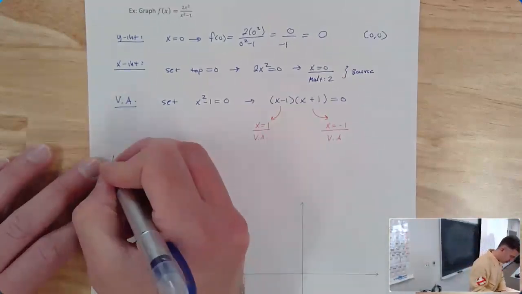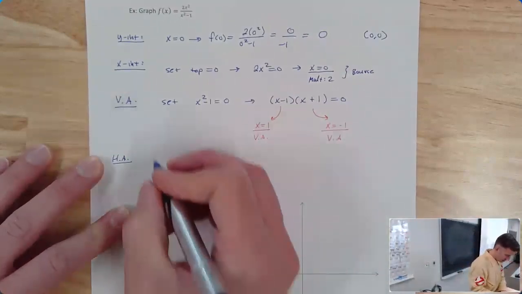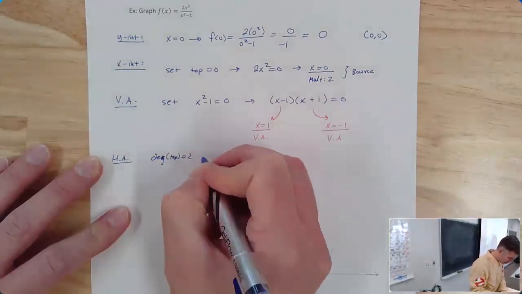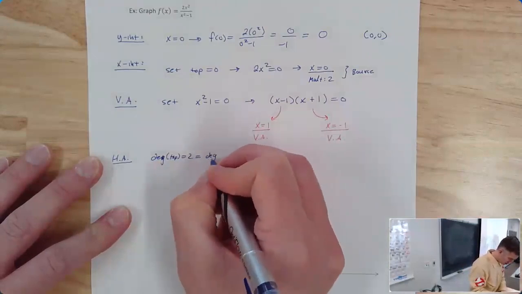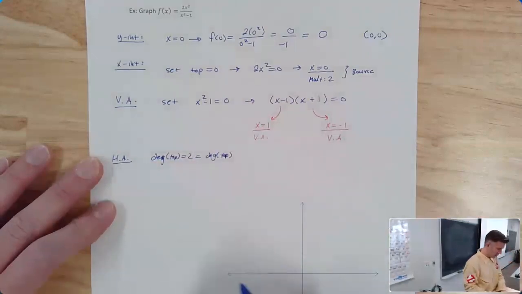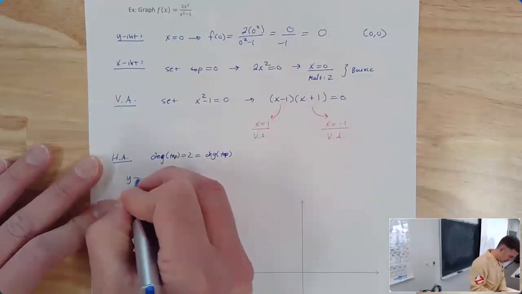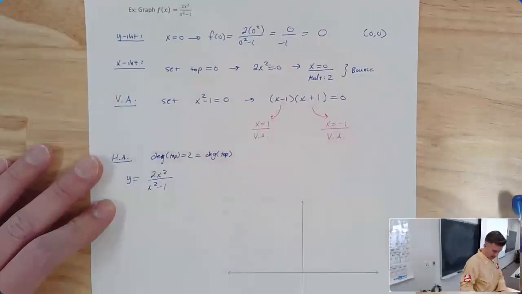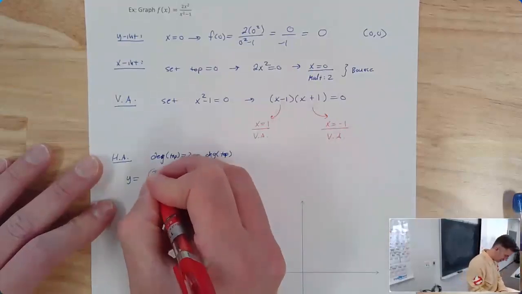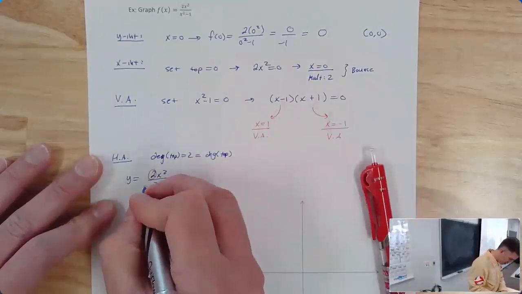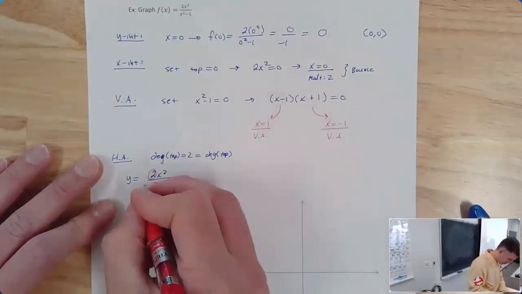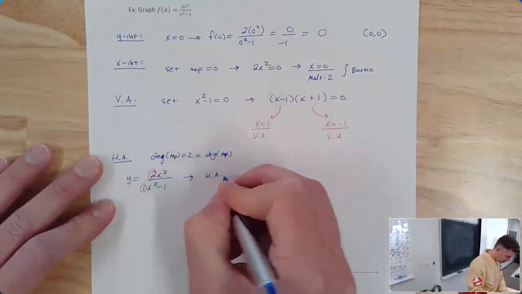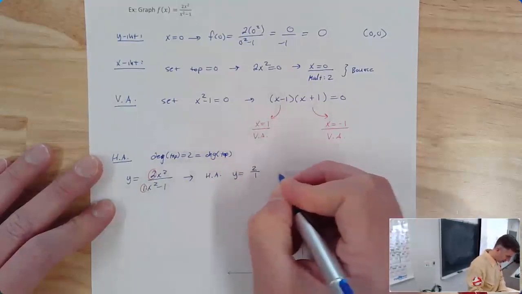All right, lastly, horizontal asymptote. The degree on top is 2, and the degree on the bottom is also 2. So when the degrees are the same, we look at the function, y equal to 2x squared over x squared minus 1. My leading coefficients are 2 on top, and I didn't write it, but I'm going to write it now, 1 on the bottom. So my horizontal asymptote is going to be y equal to 2 divided by 1, which is just 2.